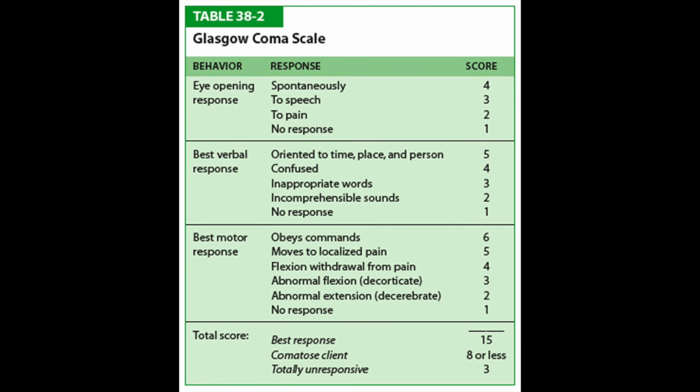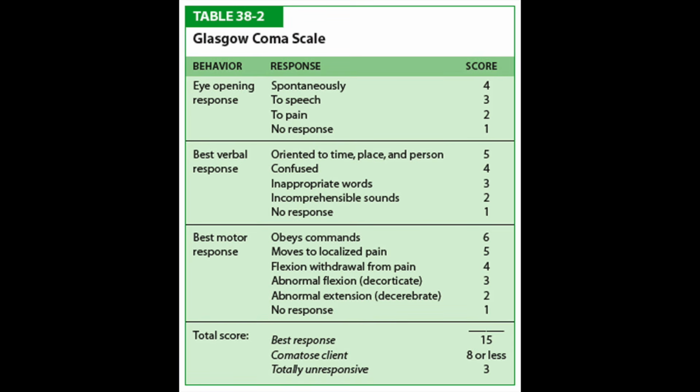Here we see that there's 3 sections: behavior, response, and score. Under behavior, we see something called eye opening. What this means, if you walk into the patient's room and they open their eyes spontaneously, they get a score of 4. If you walk into the room and they don't open their eyes, and you have to call their name and talk to them for them to open their eyes, they get a score of 3.